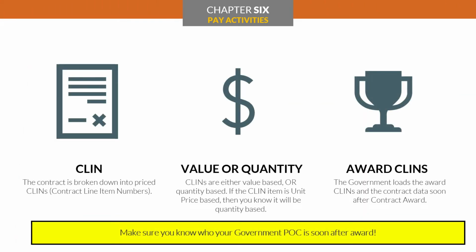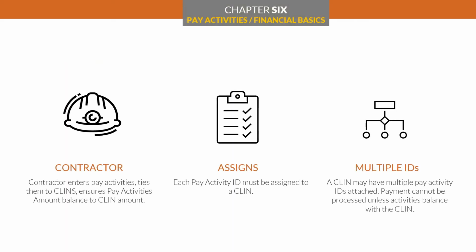All USACE contracts are broken down into CLINs, which stands for Contract Line Item Numbers. CLINs will be based on either dollar amount, which is called value-based, or by unit price, and this is called quantity-based. All contract data and award CLINs are uploaded into RMS 3.0 by the government shortly after contract award. In short, the contractor will enter the pay activities and will tie each activity to a CLIN. A CLIN can have several pay activities attached to it. The contractor must be certain the pay activities balance to the CLIN amount. And don't worry, we'll be going over how to make sure everything is balanced throughout this chapter.